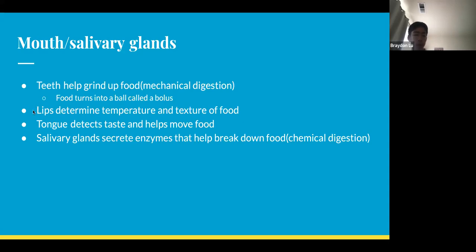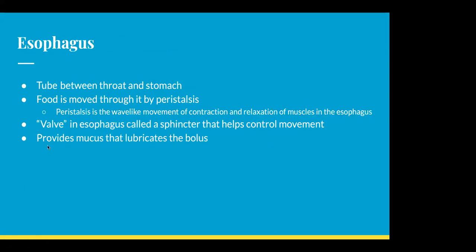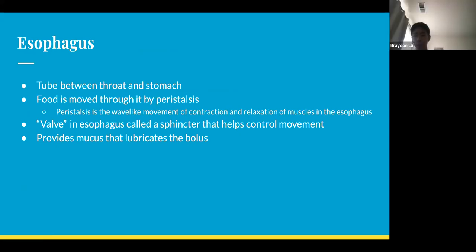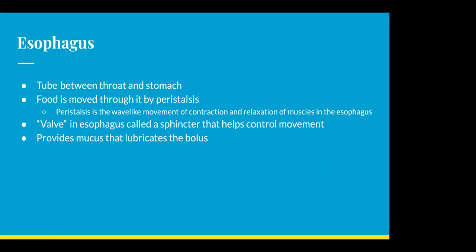Some other parts that aid digestion in the mouth are your lips, which help determine the temperature and texture of food, and the tongue, which helps detect taste, and it also helps move food. Sometimes when something is hot and we try to taste it, we usually use our tongue. But your lips can also help detect heat. Okay.